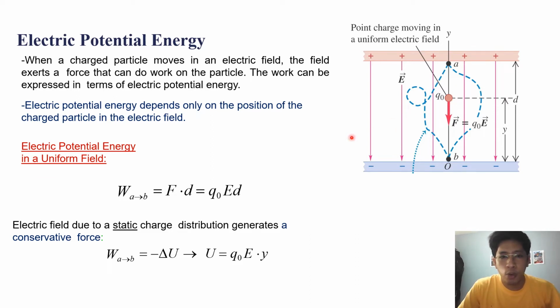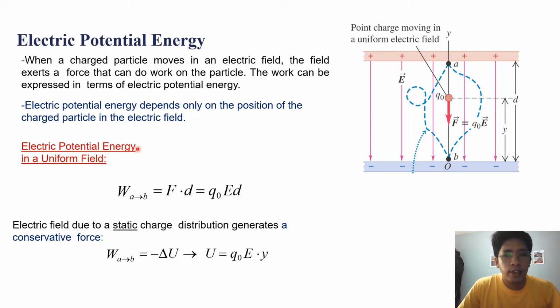If you remember, your work is equal to the work done from A to B. Let's say your particle moves from point A to point B here. This is equal to your force times your displacement. And since your force, which is exerted by the electric field, is equal to Q naught E, your work from A to B is equal to Q naught E D.